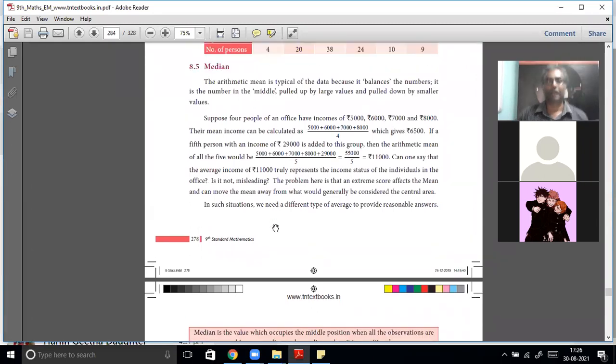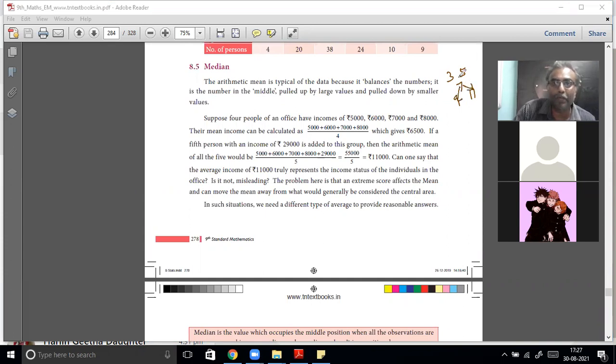Median. Arithmetic mean is typical of the data because it balances the numbers. Okay, it is a number in the middle. It's pulled up by the large values. I told you, no? So how it is mean means 3, 5, 9, 11, 7 is in the middle. Okay, it is pulled up by the large values.